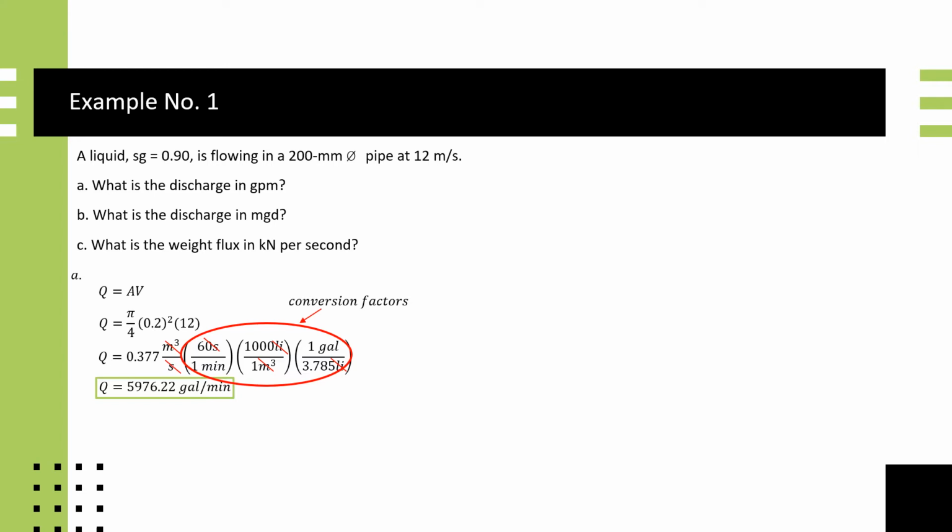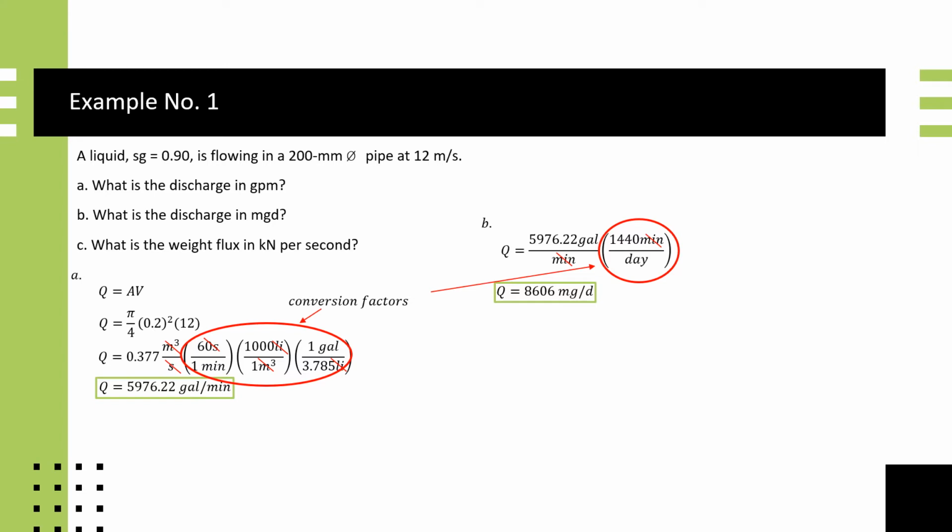So, next is letter B, discharge in mega gallons per day. I-adapt mo lang yung sagot mo dito sa una, which is 5,976.22. Convert mo lang yan into mega gallons per day. Yung minutes mo dyan, convert mo into day. So, 1,440 minutes is equal to 1 day. Conversion factor din yan. Cancel out minutes. And then, Q will be equal to 8,606 mega gallons per day. Final answer in letter B.